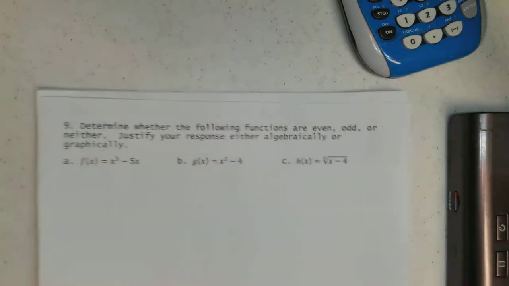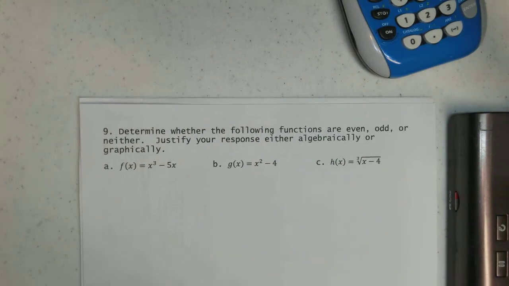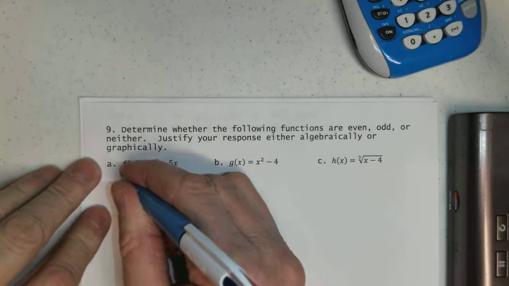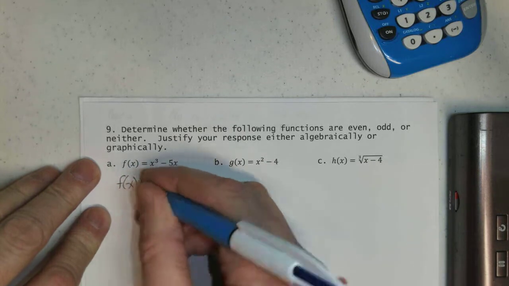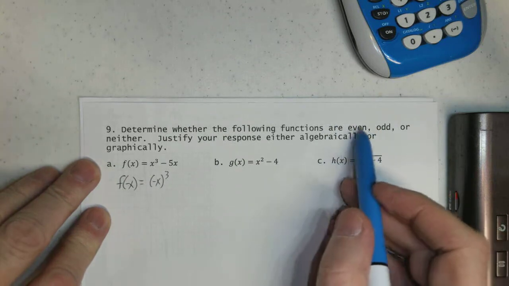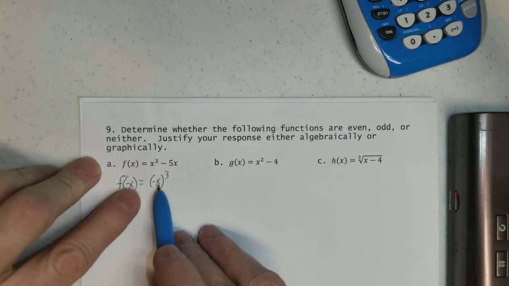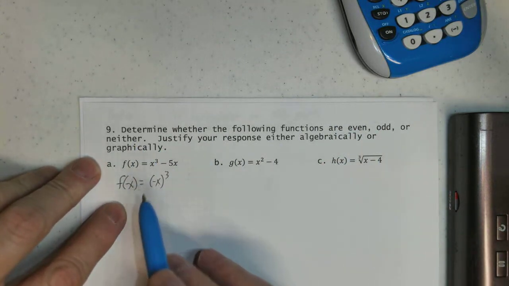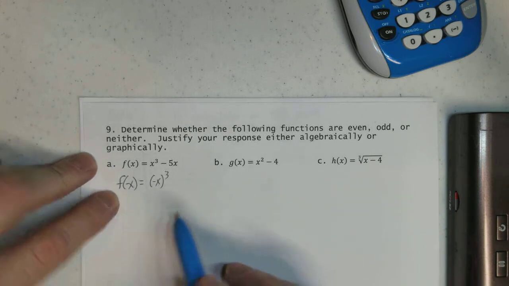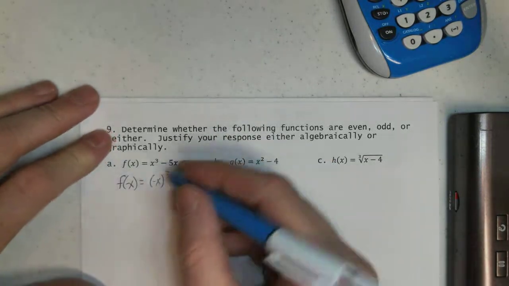Now, next page. Alright, I want to justify this one algebraically. F of negative x equals negative x cubed. Okay, we're just doing even, odd, or neither. We're going to see if f of negative x equals negative f of x, it's odd. If f of negative x equals f of x, it's even. So let's see if either of those happen.